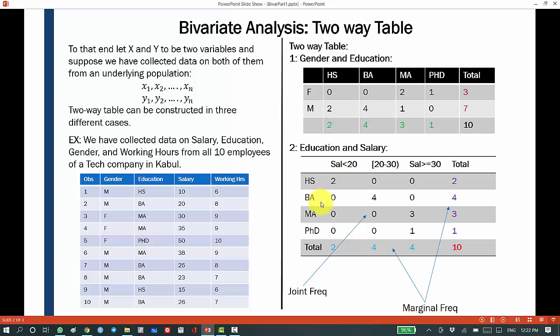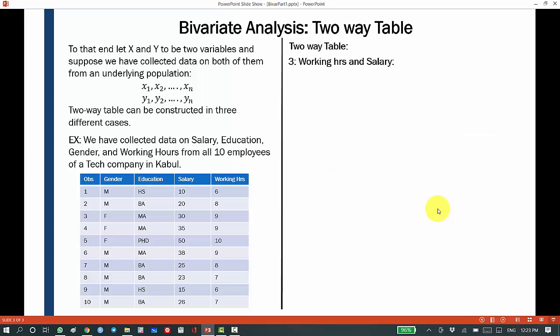When it comes to the conclusion whether the two variables are associated or not, the more different the joint frequencies are, the higher the association. For instance, as we change the value of education from high school to master's to PhD, the number of people who have a higher salary is increasing. It seems that the higher the education level, the higher the salary. And that's what we mean by the association between two variables.